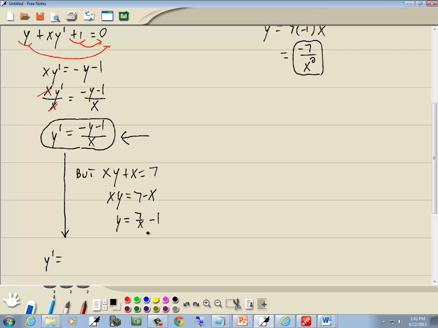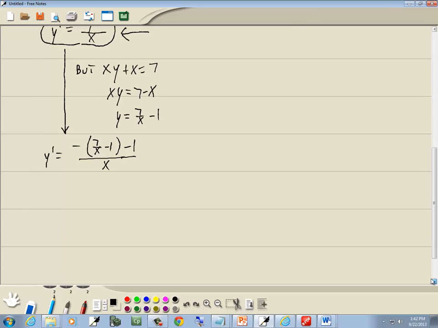Replace the y here with 7 over x minus 1. So we'll have negative, 7 over x minus 1, minus 1, all over x. Well, the negative in front of the parentheses flips the sign of everything, so that becomes negative 7 over x. Negative negative gives us a positive 1, minus 1 over x. 1 minus 1 drops away, and we got negative 7 over x all over x.